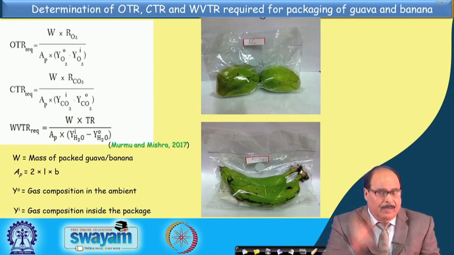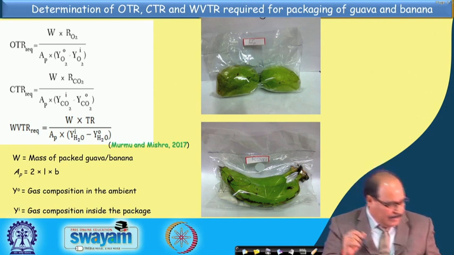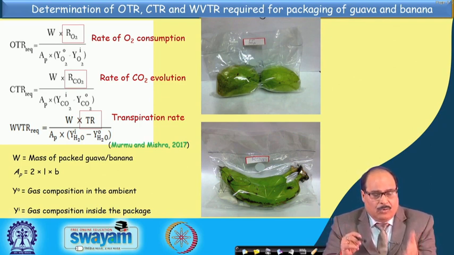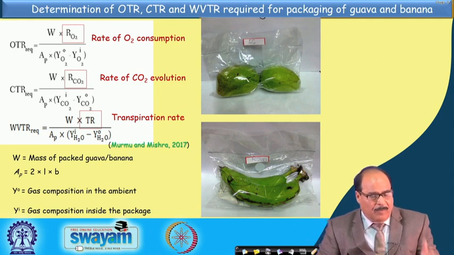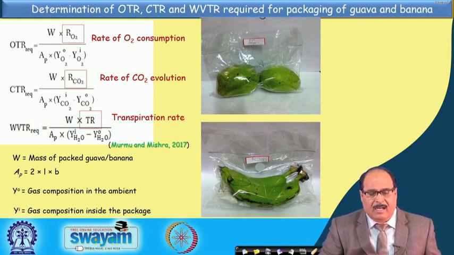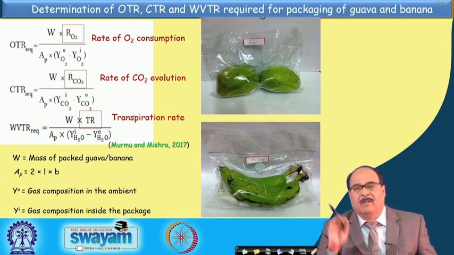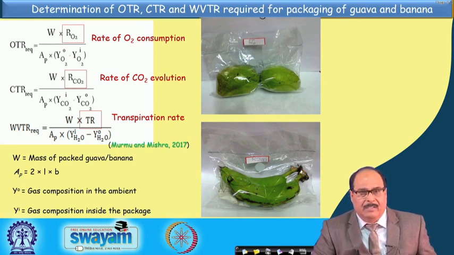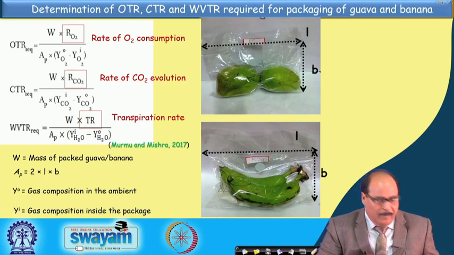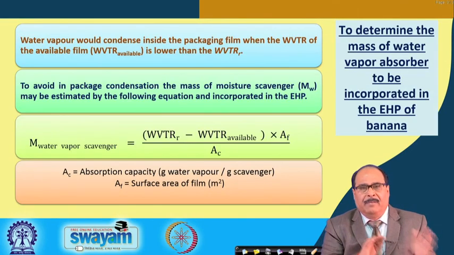So, we have published this data, that is, we have given this model: the rate of O2 consumption, rate of CO2 evolution and transmission rate for the banana can be calculated using these equations, that is OTR, CTR and WVTR required for the packaging of guava and banana. All these equations we have provided and the data is available. So, once you have these data, it becomes easier.